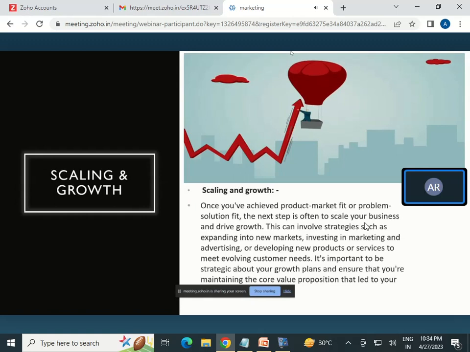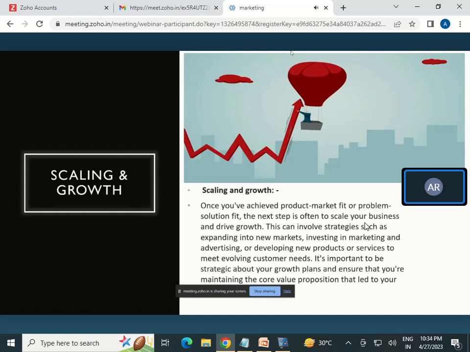Now, after that problem solution fit, the next step is often to scale your business and drive growth, right? This can involve strategies such as expanding into new markets. Of course, if you want to scale up your business, what will you do? You'll scale it up, right? You will go to some new market, you will introduce your product there, you will face some more competition, right? You will scale your product like this.